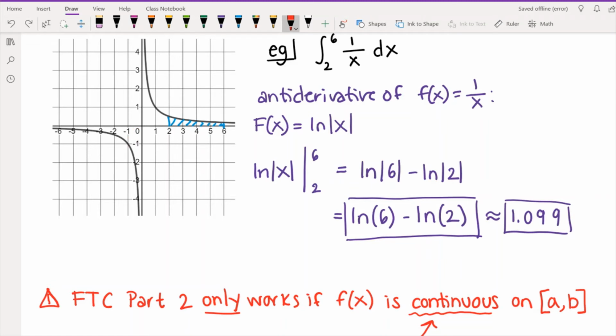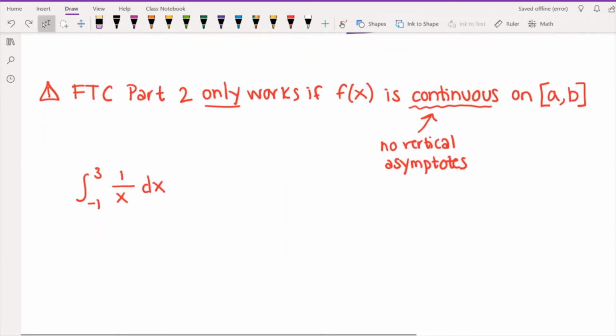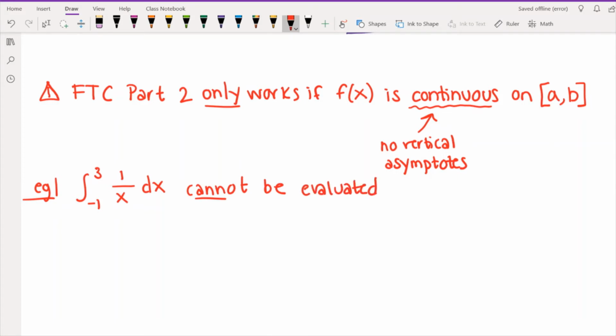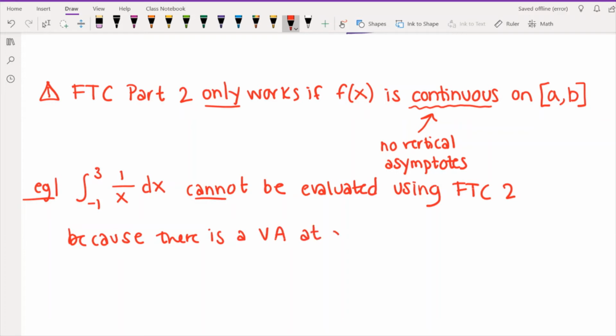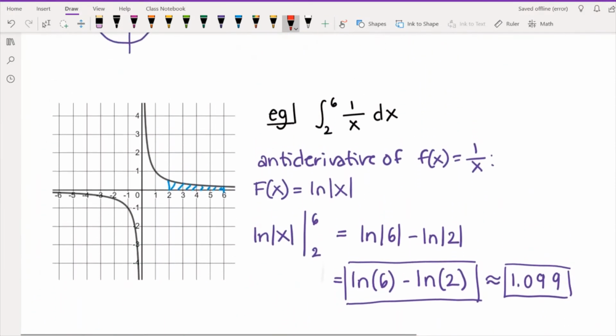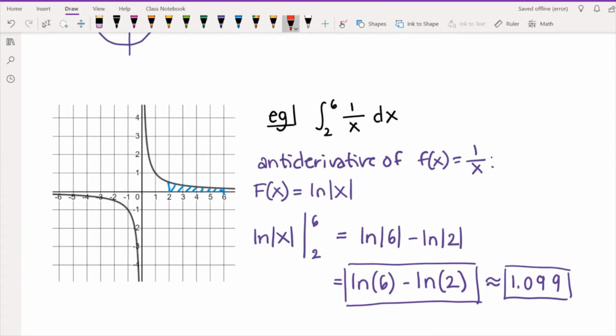There may be situations where it does work, but you cannot assume that it is going to work. So for example, this integral cannot be evaluated using FTC2 because there is a vertical asymptote at x is equal to 0, and that vertical asymptote falls between the two bounds, right? So in the example we did up here, it was okay because even though there is a vertical asymptote at 0, our bounds were 2 and 6, so it didn't fall between those two bounds.